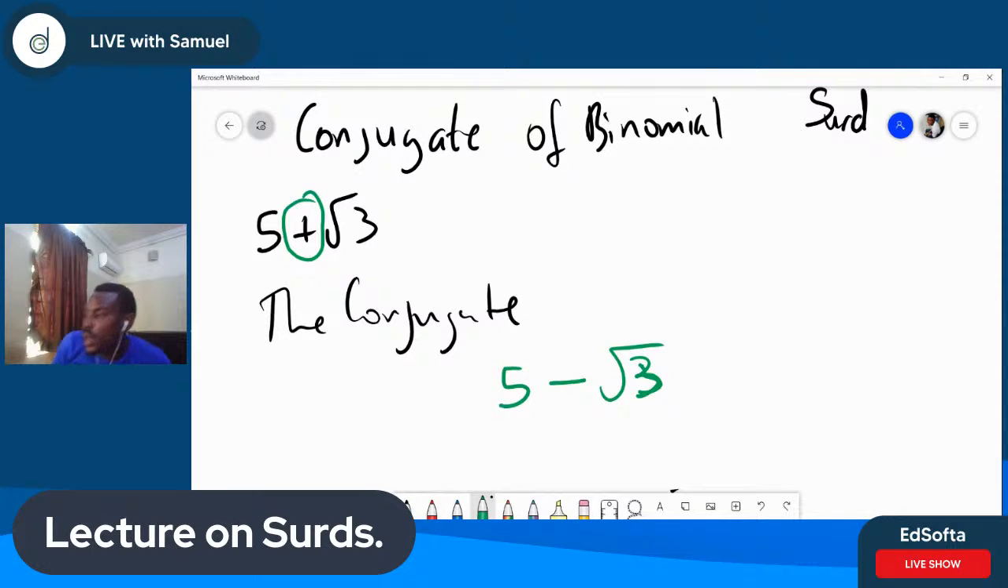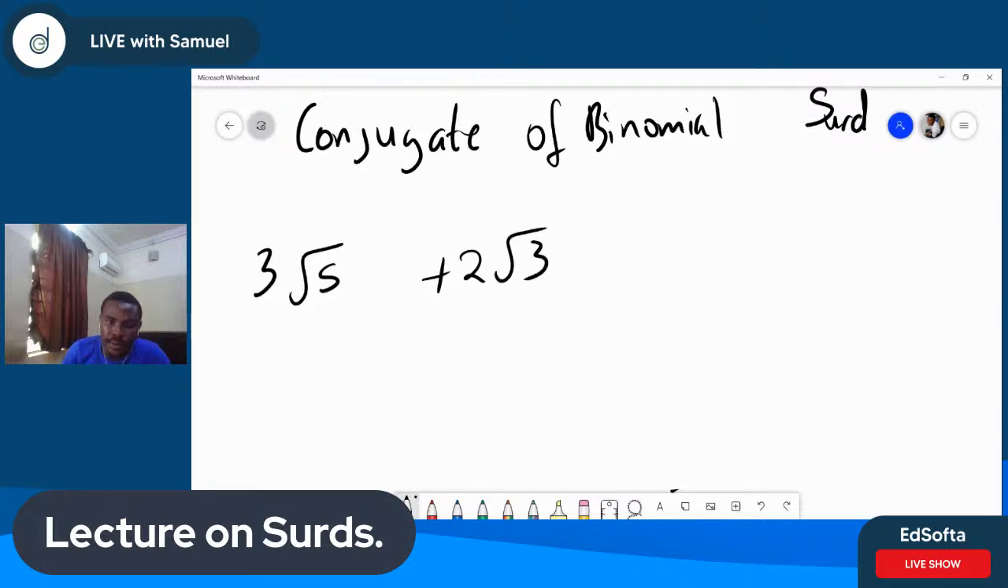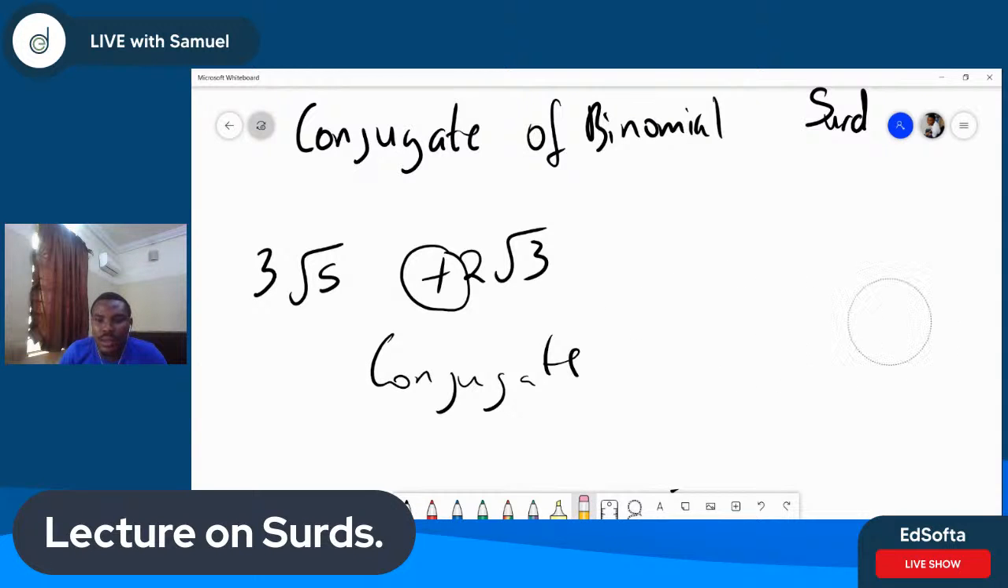So you have another example. If you have 3 root 5 plus 2 root 3, the conjugate will be 3 root 5 minus 2 root 3. All you have to do is change the sign inside. Even if you had a negative inside, all you have to do is change the sign inside to the opposite sign.